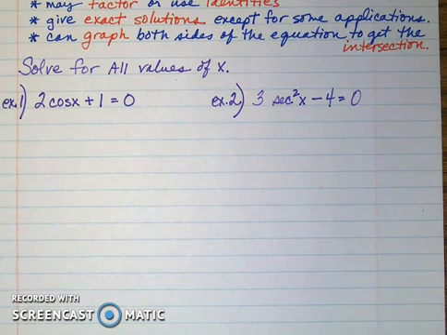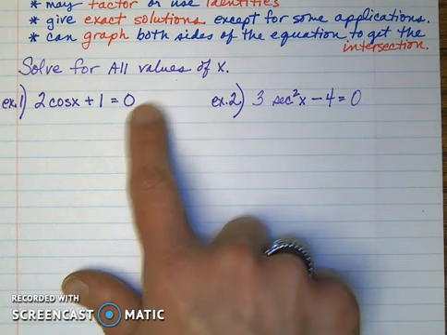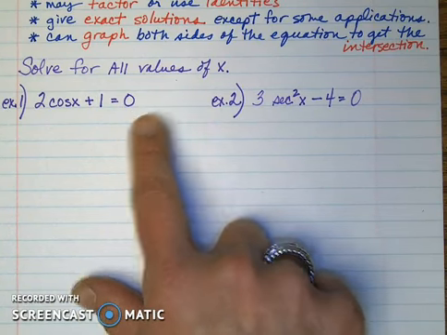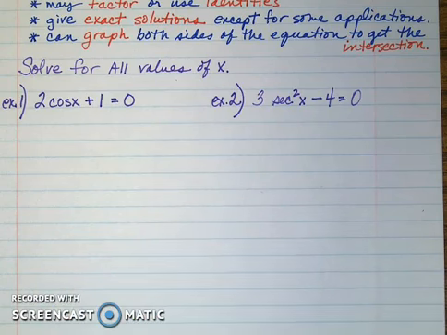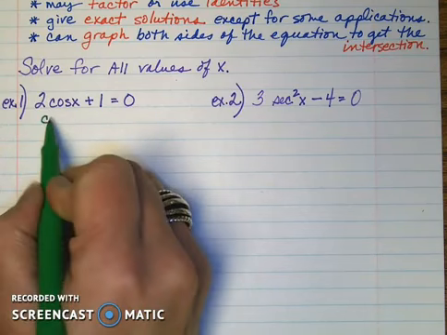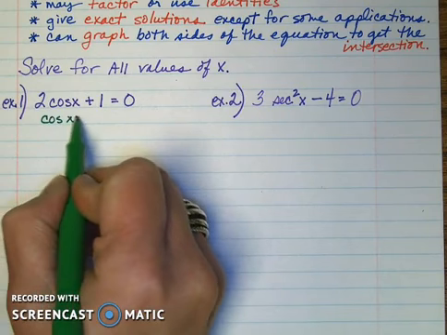But we are going to solve these for all values of x. That means once we get where it is on the circle, we have to account for spinning around and around and around and around the circle. Let's just play with the first one. The first example says 2 cosine x plus 1 equals 0. So if I move the 1 over, divide by 2, I have cosine x equals negative 1/2.